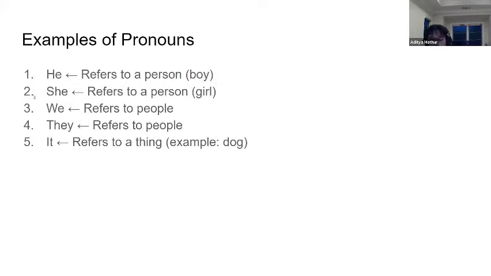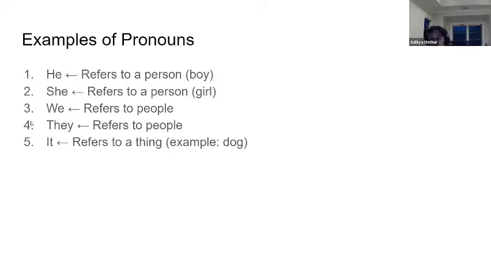So for the second one, you have she. And she is like he, which is the first one, but she is for girls. So you can say she went to the park, and you were talking about a person that is a girl that went to the park. So now the third one is we. And we is talking about more than one person, and you're talking about yourself. So when you say we went to the park, you're talking about yourself and other people.